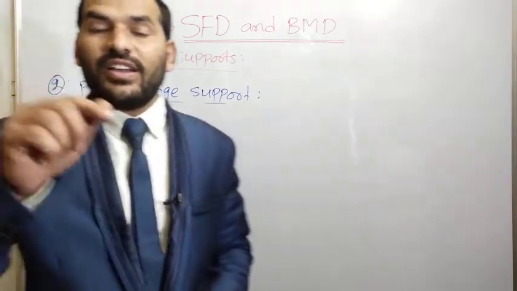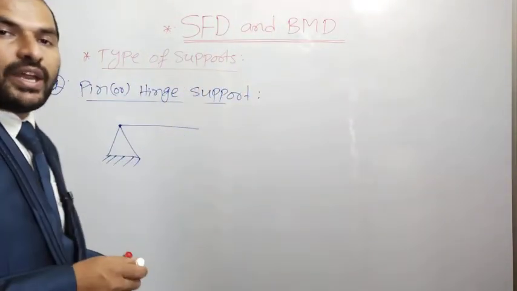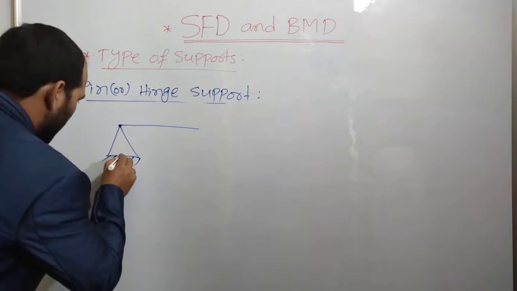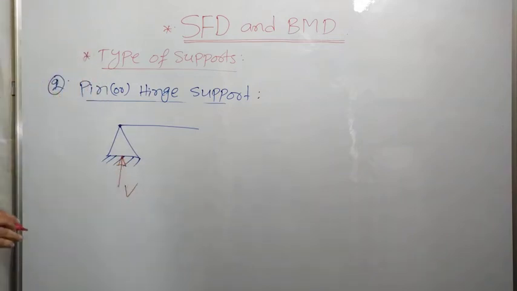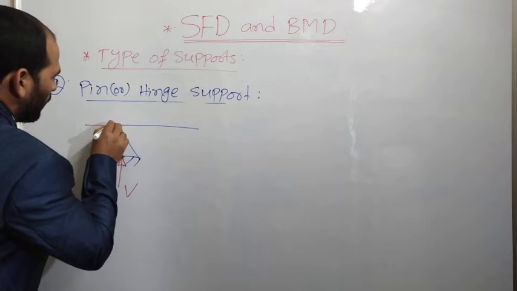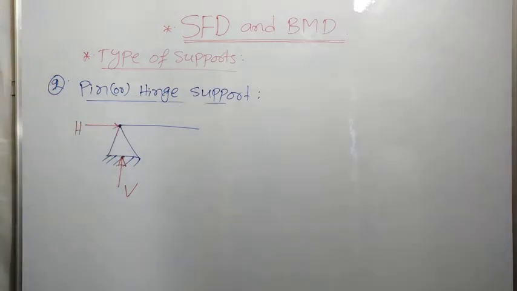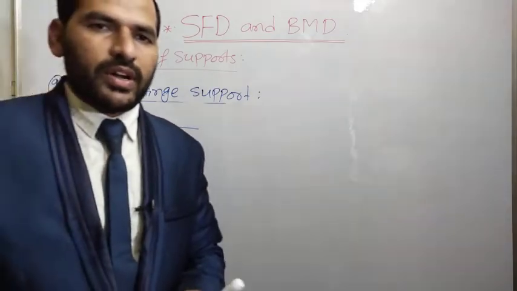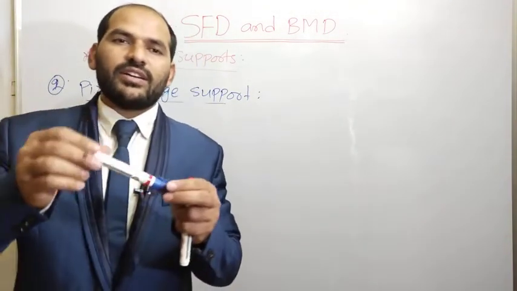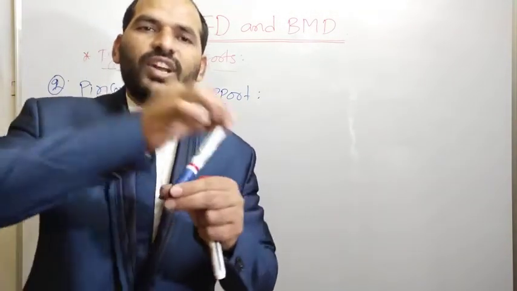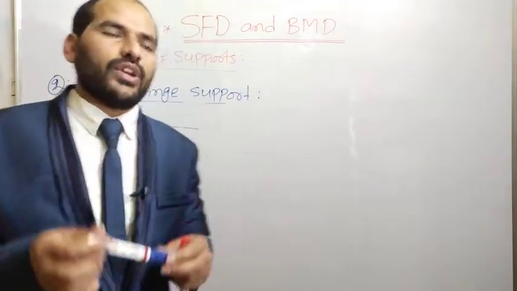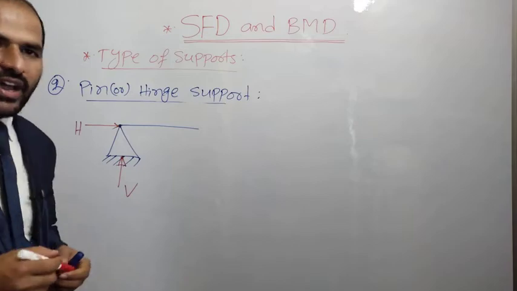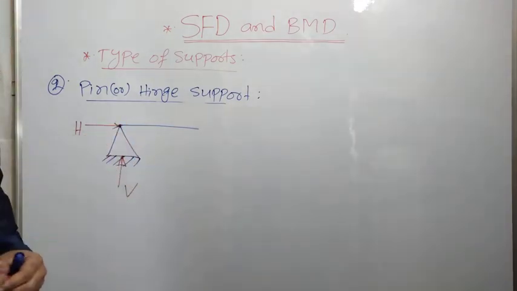For this pin or hinged support, how many reactions develop? One is the vertical reaction and one more is the horizontal reaction. There is no chance of movement. Reason: it is free to rotate, so there is no chance of a moment reaction.